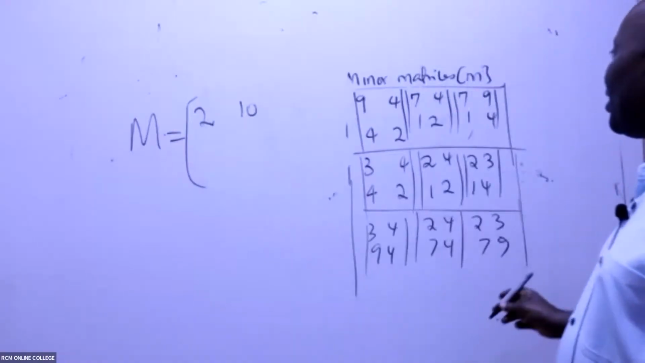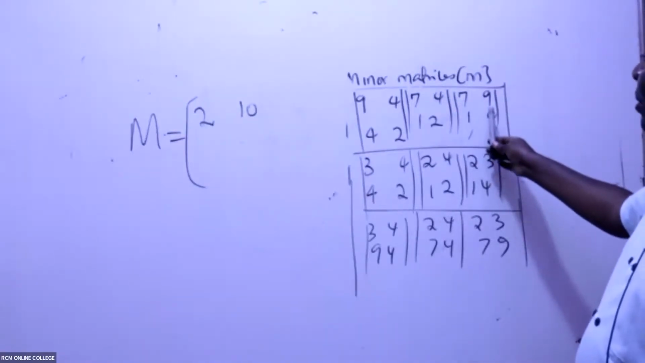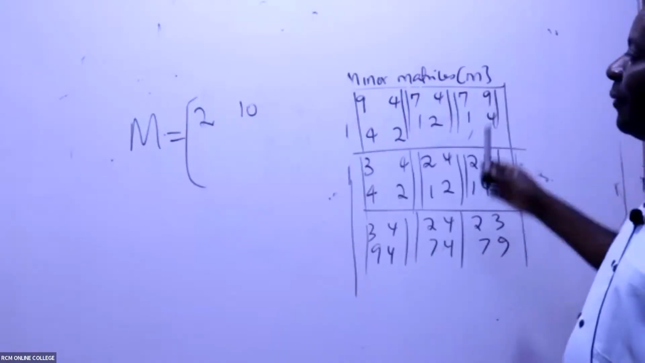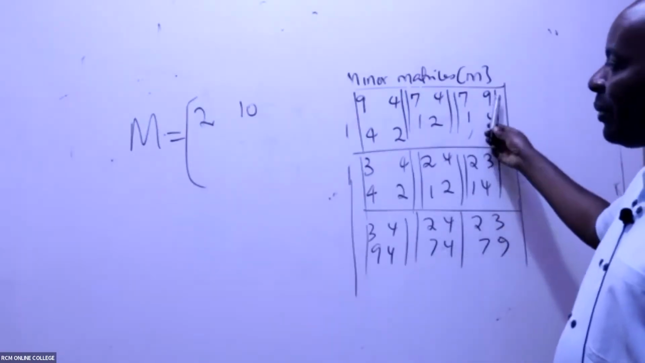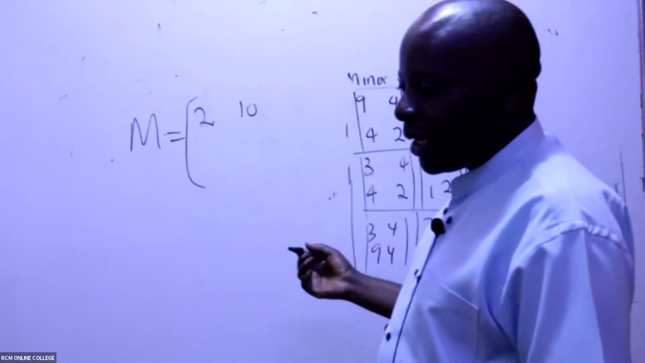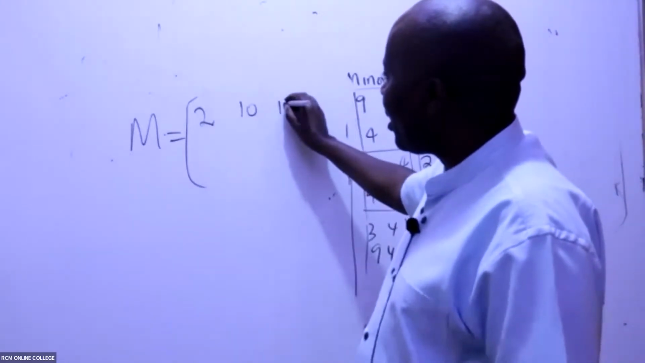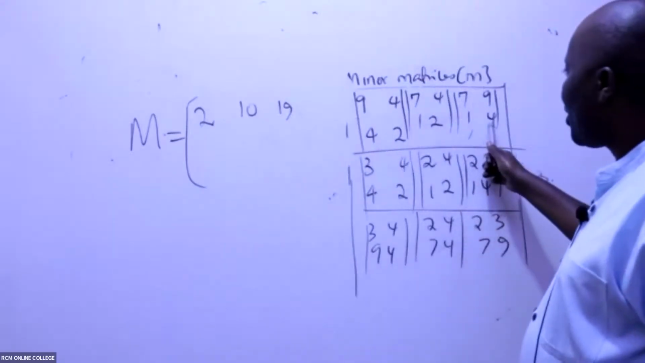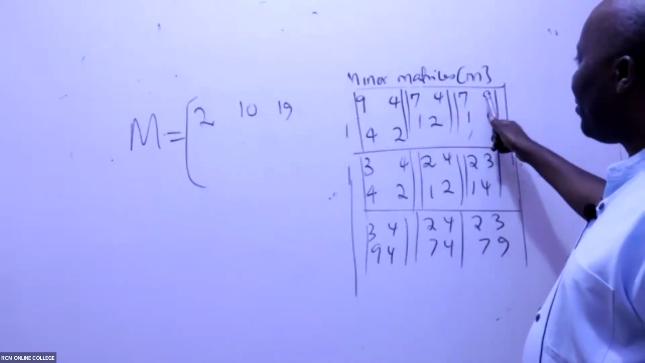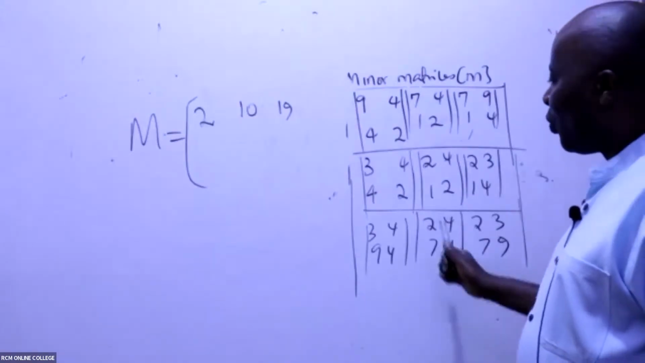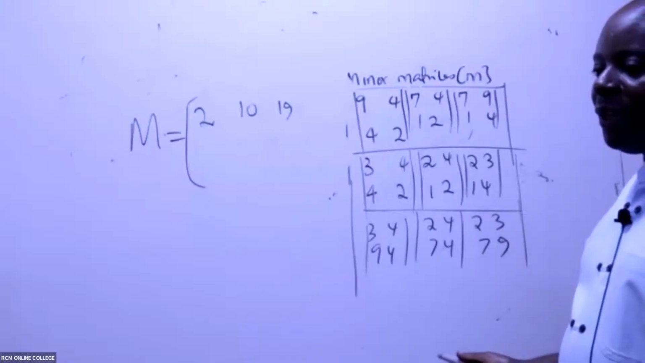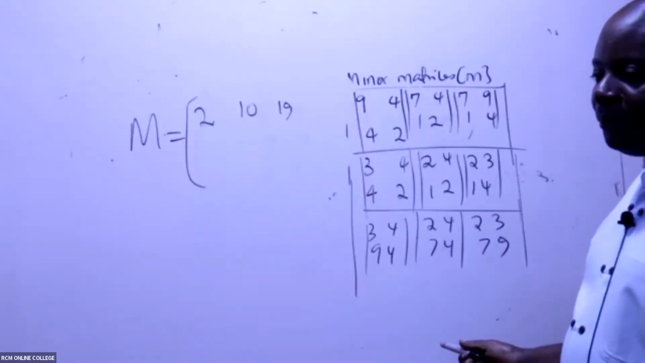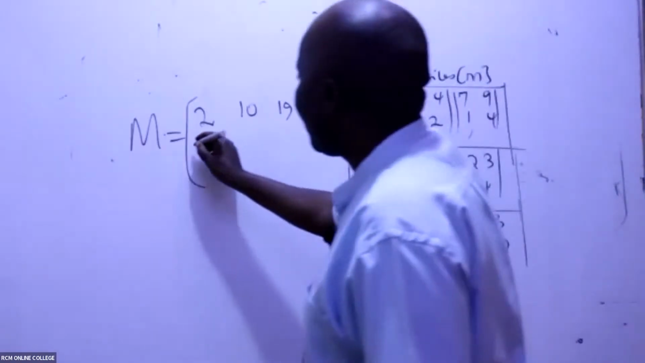From there, ladies and gentlemen, we shall take this 7 times 4 minus 1 times 9. What figure are we getting? I'm being told 19. So 7 times 4 minus 1 times 9 is 19. We come to this other matrix here. 3 times 2 minus 4 times 4. That gives us what figure? Minus 10. Thank you very much.